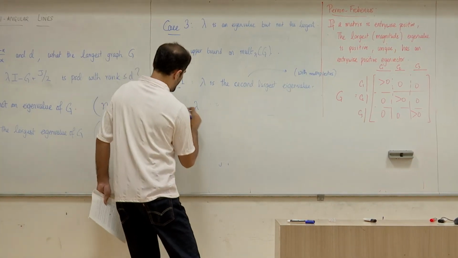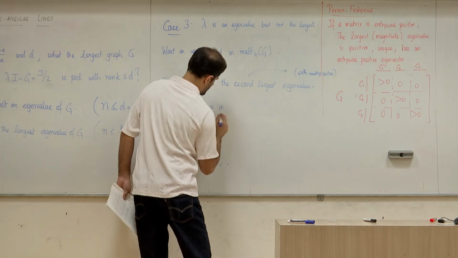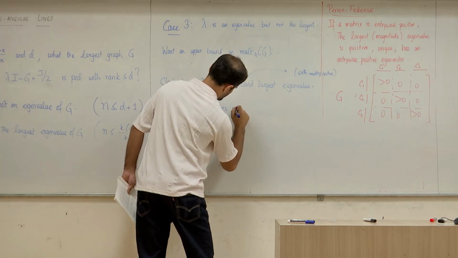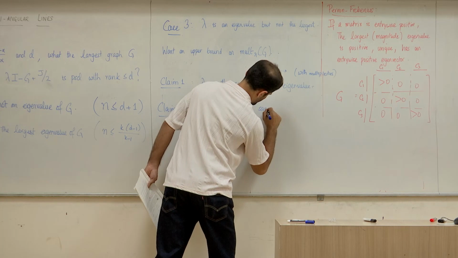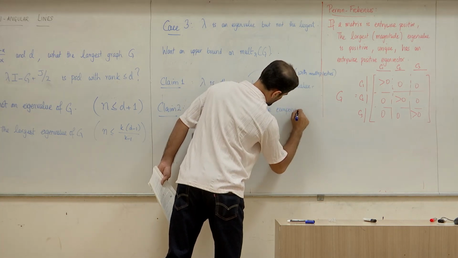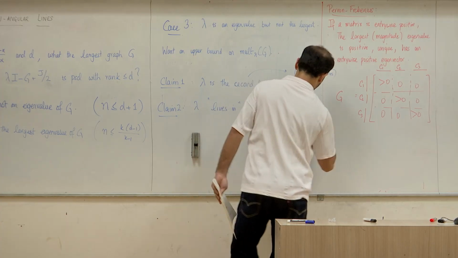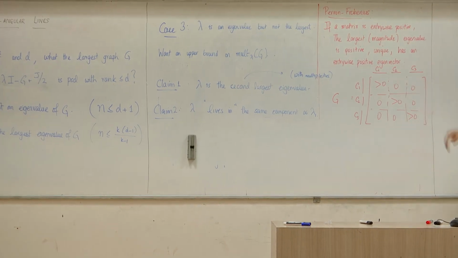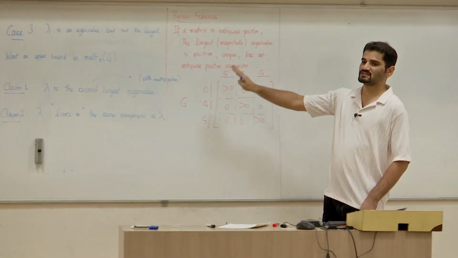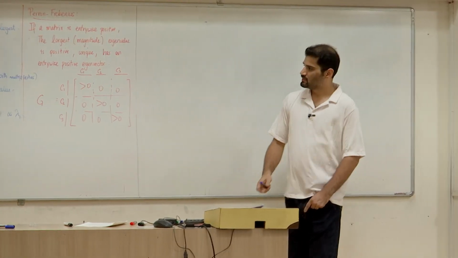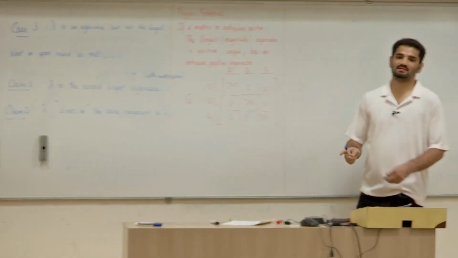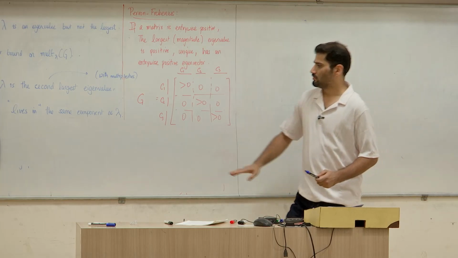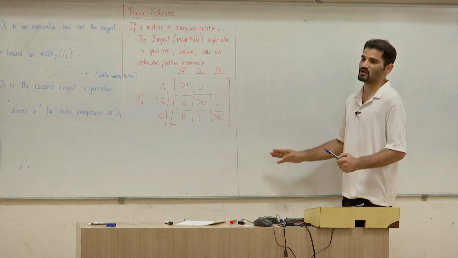And the second thing I want to say is lambda lives in the same component as lambda 1. Okay, so I'm saying two things here. The first thing I'm saying is fine, lambda may not be the largest eigenvalue, but if it's not, it must be the second largest eigenvalue. When I say with multiplicity, I moreover mean that the largest one has multiplicity 1 and the second largest one is lambda 2. What claim 2 is saying is, again, you have this block matrix.